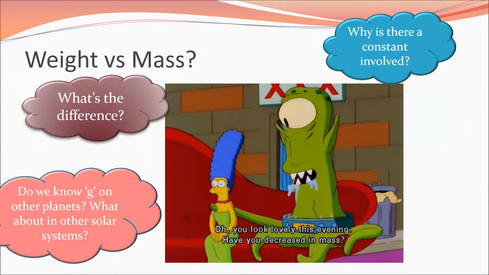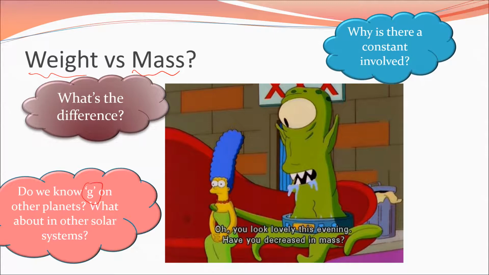All right, weight versus mass. This should be revision for you. Mass is a measurement of how much matter is inside an object. It's measured in kilograms, but it's how much stuff is inside that makes up that object. Weight, on the other hand, is a force of gravity. It's the gravitational attraction between an object and Earth.